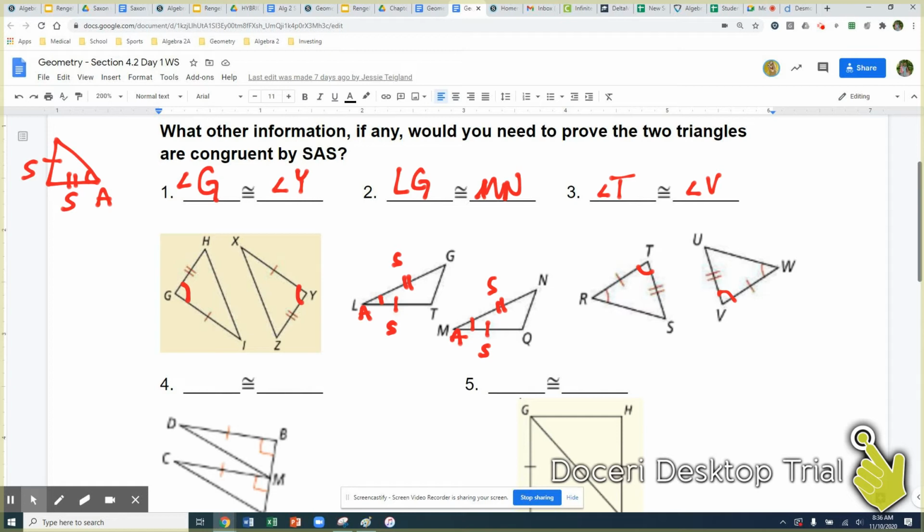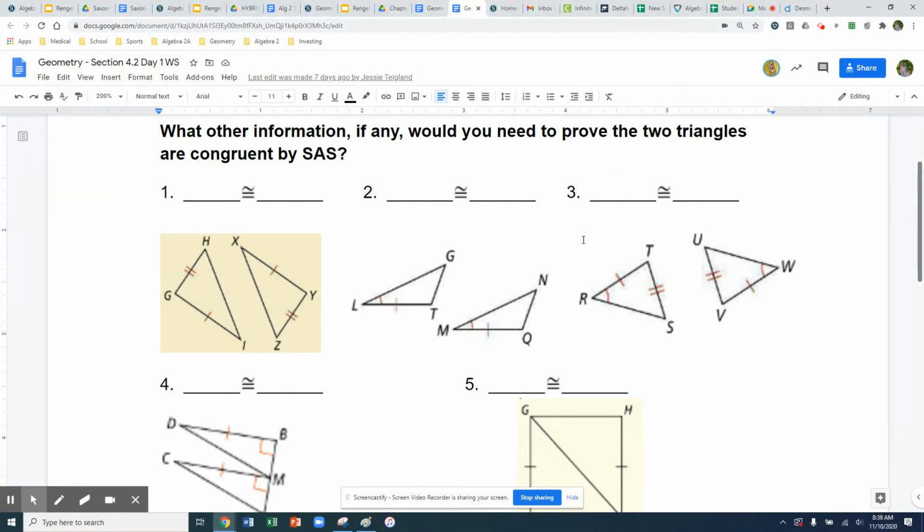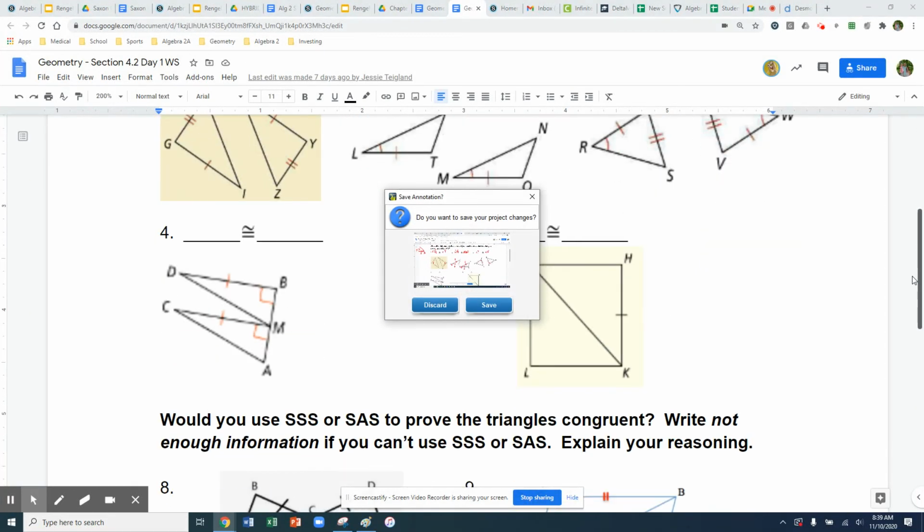So SAS, if you want to use SAS, the angle has to be between the two sides that you know are congruent. That angle has to be between them. So no ASS and no SSA, so you can't just write it backwards. All right, next we'll head down, we'll look at SSS.